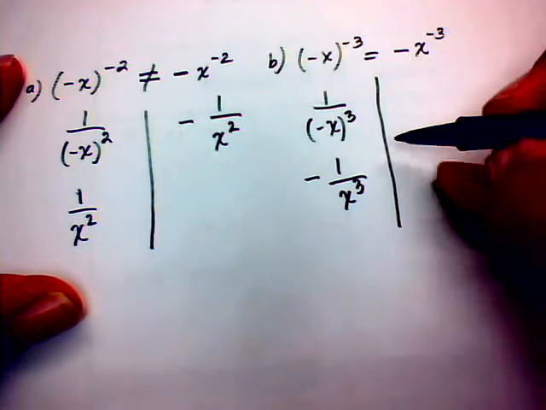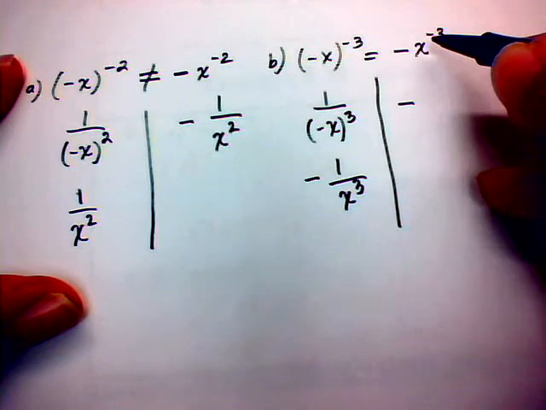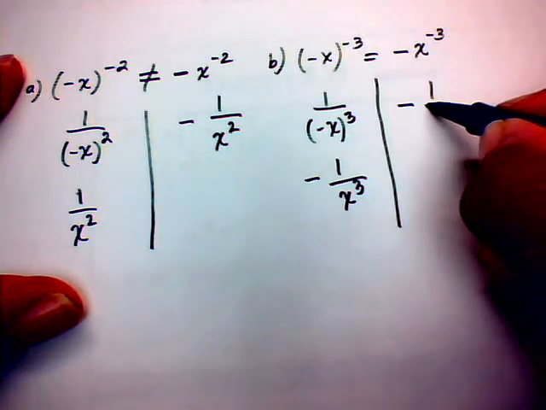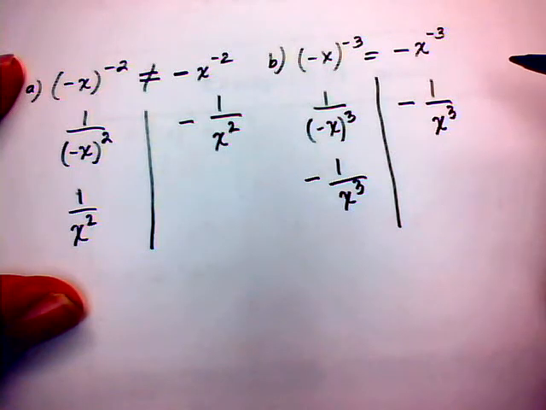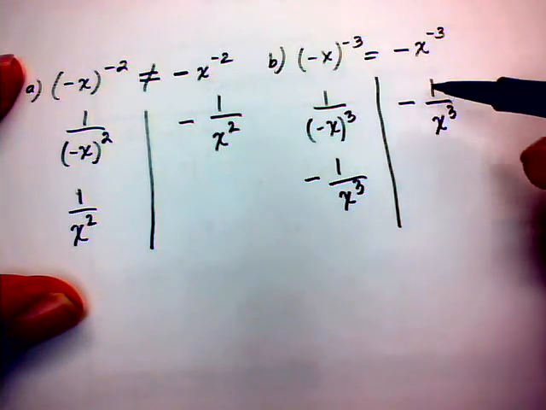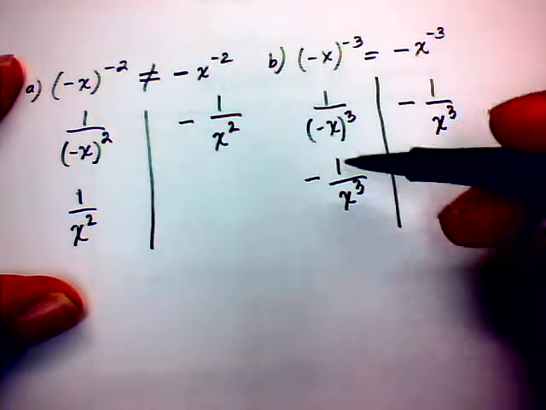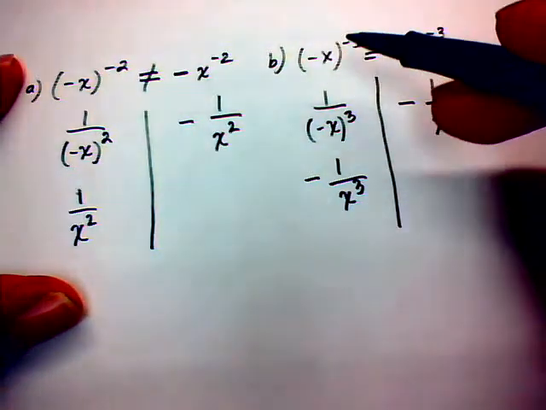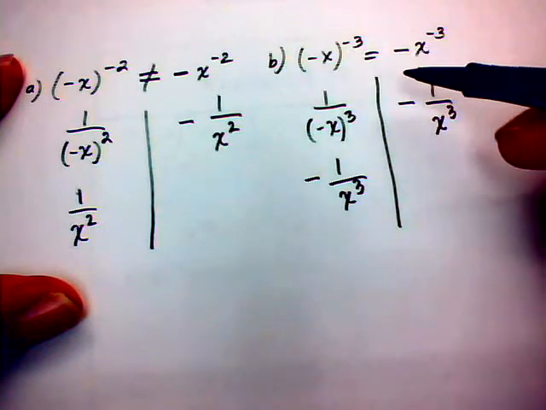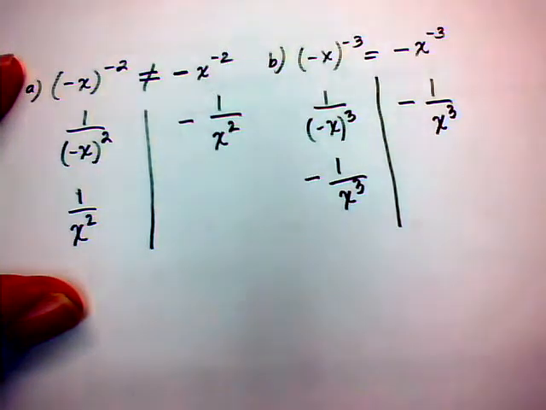Now on the right side, bring down the negative, but that x to the negative third will be written as negative 1 over x cubed. And I'm done with that side of the equation. This does equal this. Okay, so negative x in the parentheses raised to the negative third is the same as the opposite of x to the negative third.